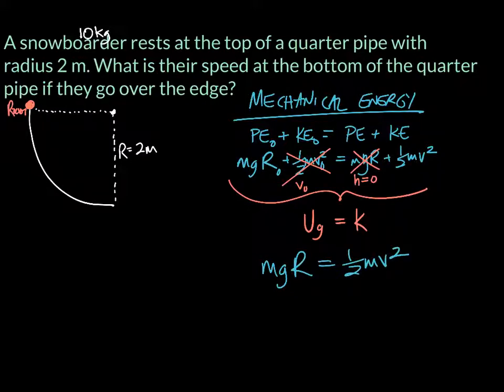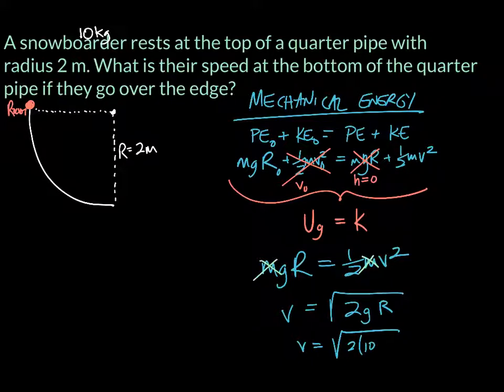We wanted to know the speed at the bottom. So the speed at the bottom is just going to be, well, let's remember the masses cancel, all right? And so the speed is just going to be the square root of 2gr. So that means 2 times 10 meters per second squared times, what is it, 2 meters.